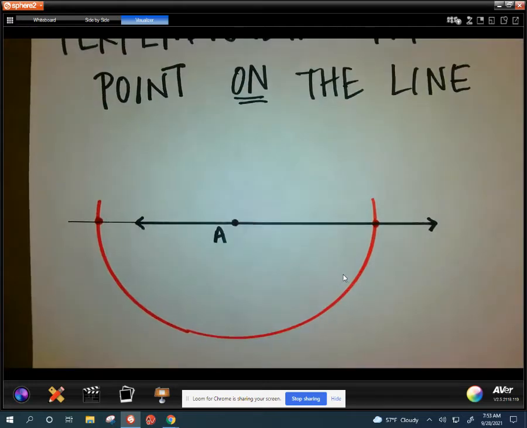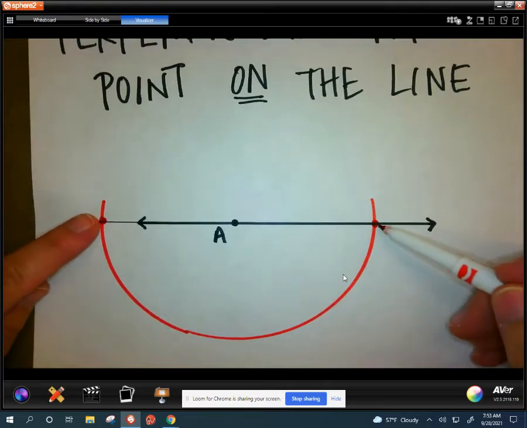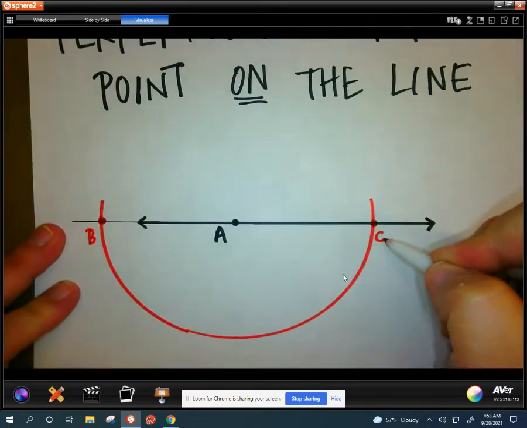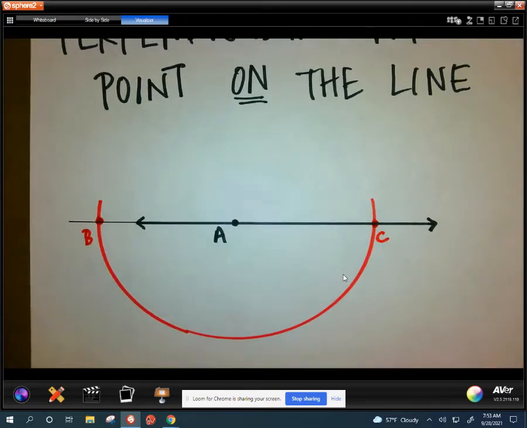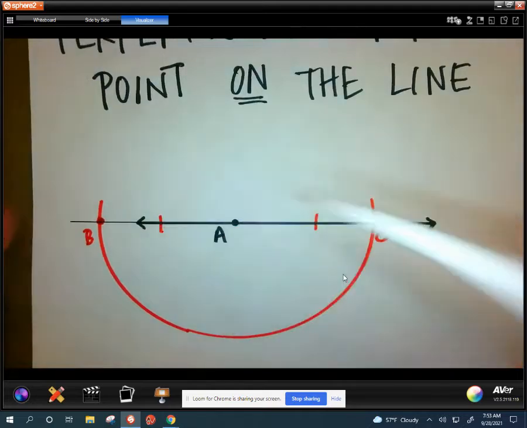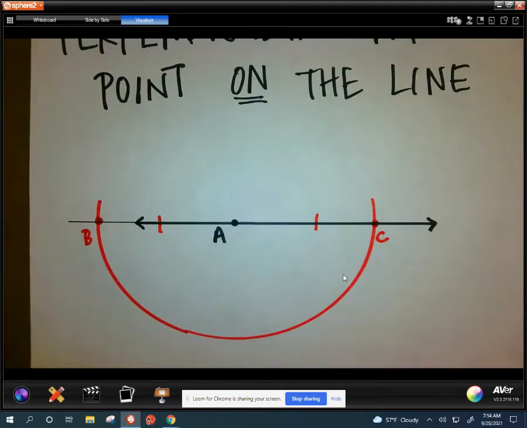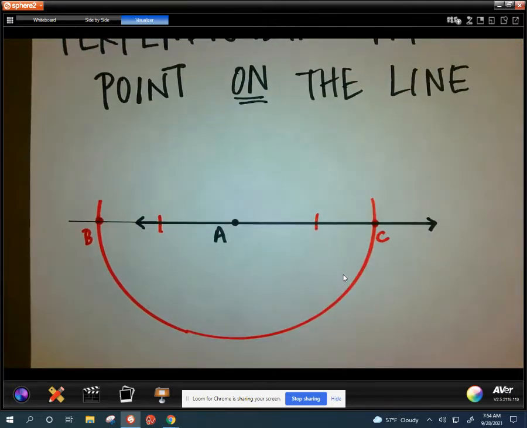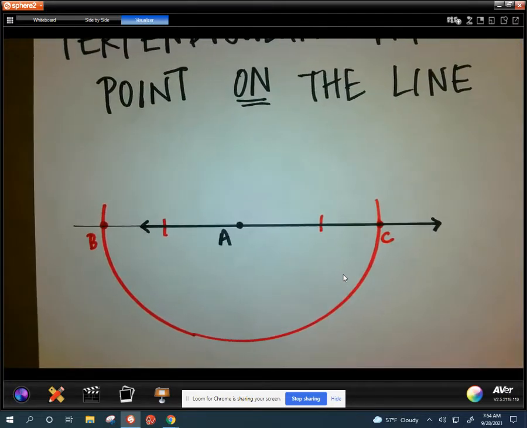Now this is what we've created. A is now the midpoint of this segment that we'll just call BC. A is now the midpoint of that because these two things are the radii of the circle, right? You can almost look at that as a diameter. If we were to complete the circle, this would be our diameter.